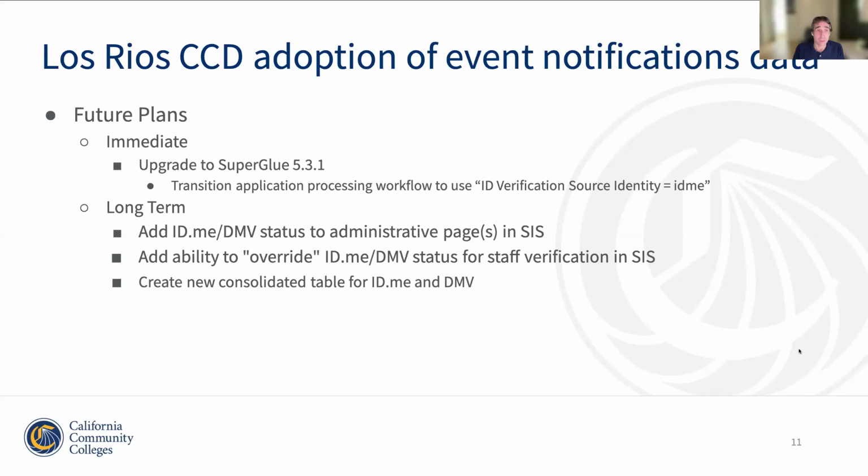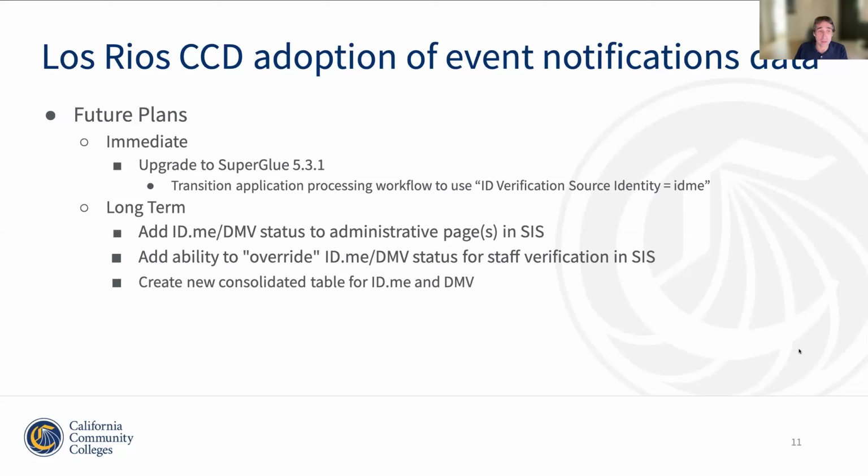We're testing 5.3.1 in pilot now, and we are going to be updating our Boomi process to leverage the new payload fields, specifically the ID.me one. So in our logic, we're only going to select events where the verification source identity is ID.me, and then process those. At this point in time, we don't have a need for the DMV status, but we could add that in the future.